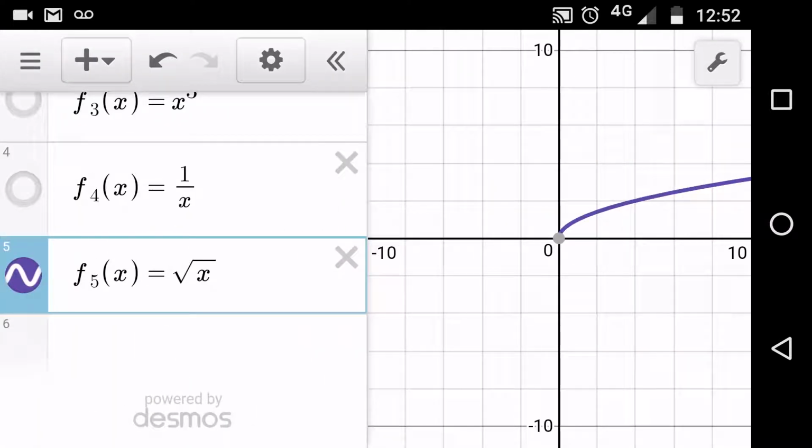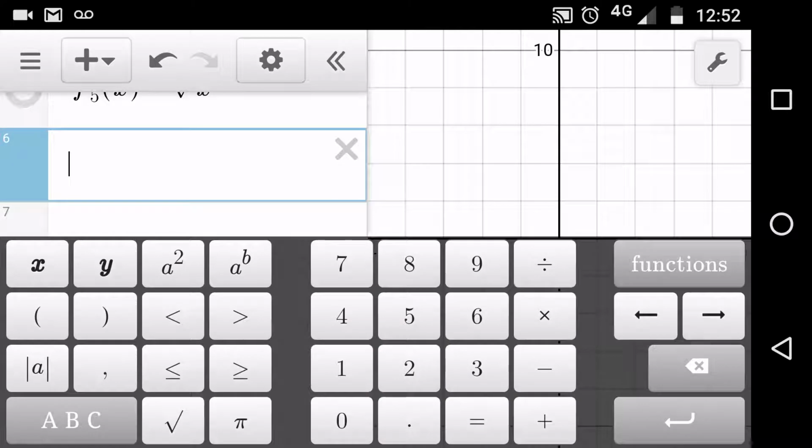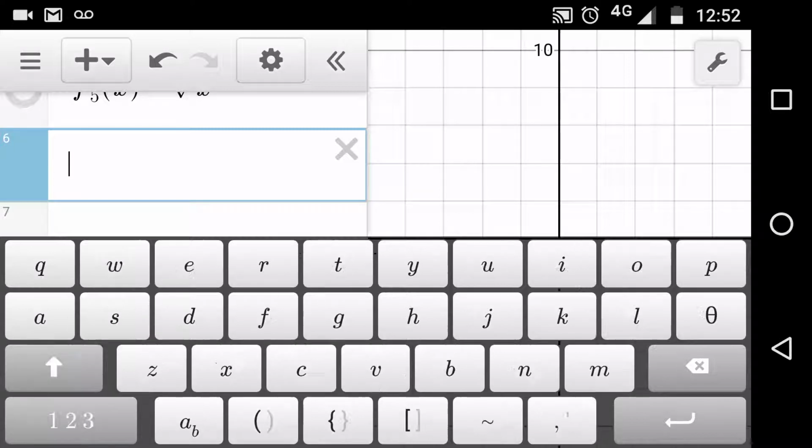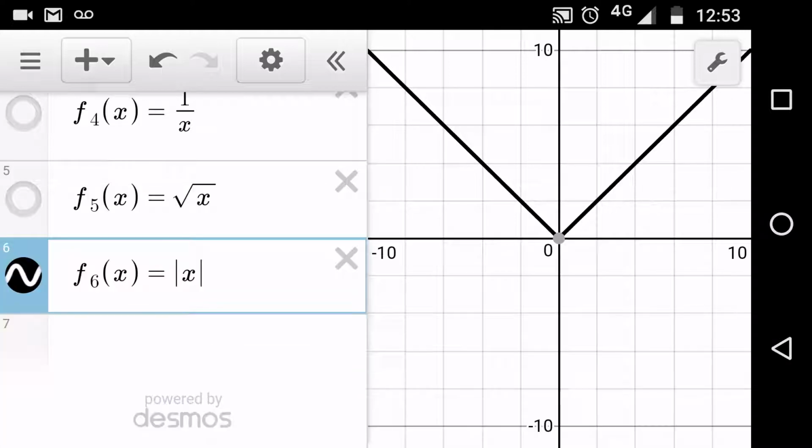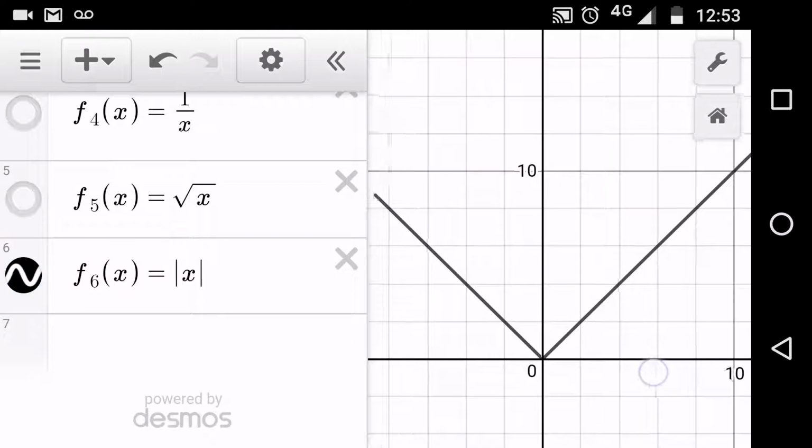And now we are going to work on something a little bit more interesting. You may see that right below the open parenthesis key you have this double bar that in math indicates absolute value. Let's do that as f6. f6 of x is equal to the absolute value of x. And lo and behold, look at the function.